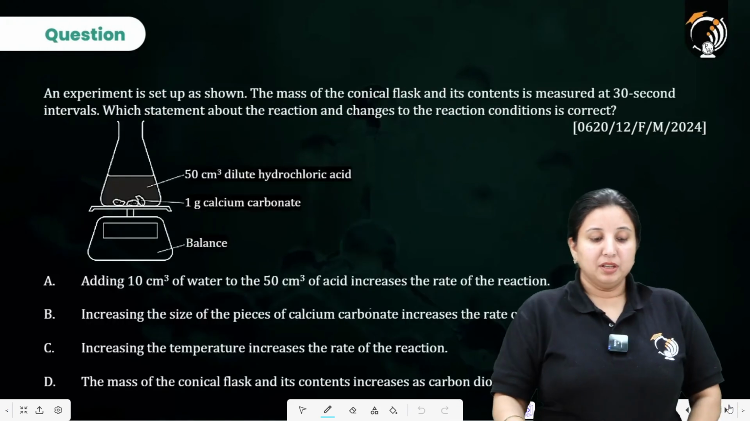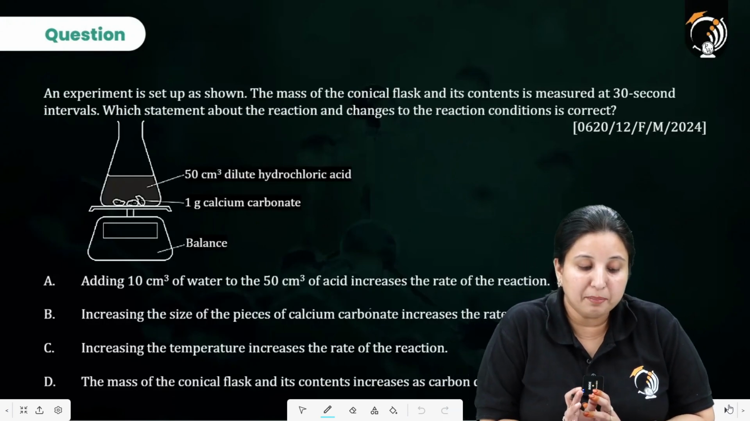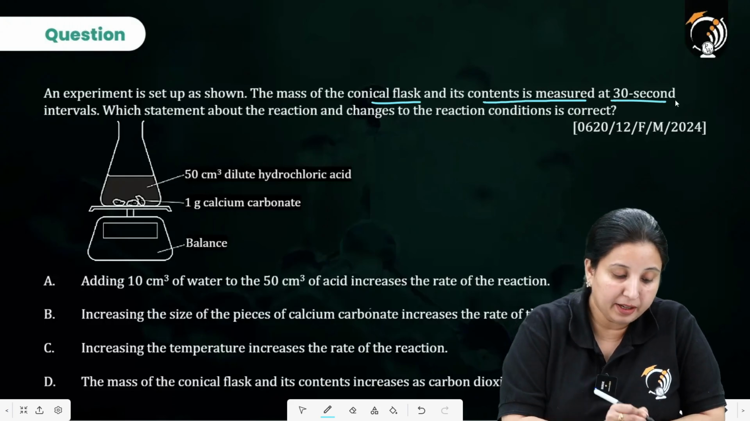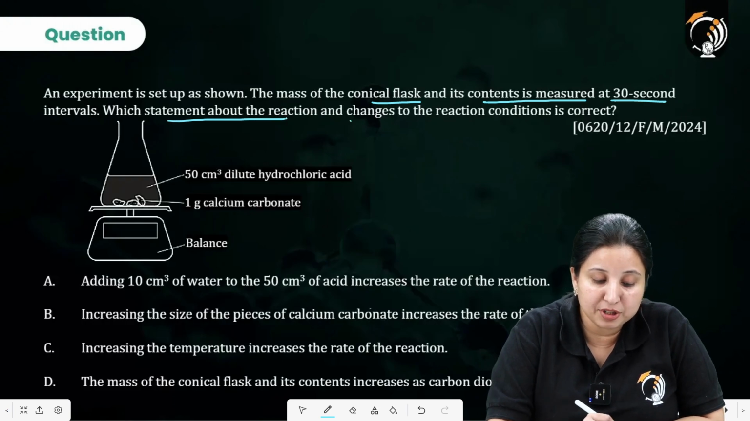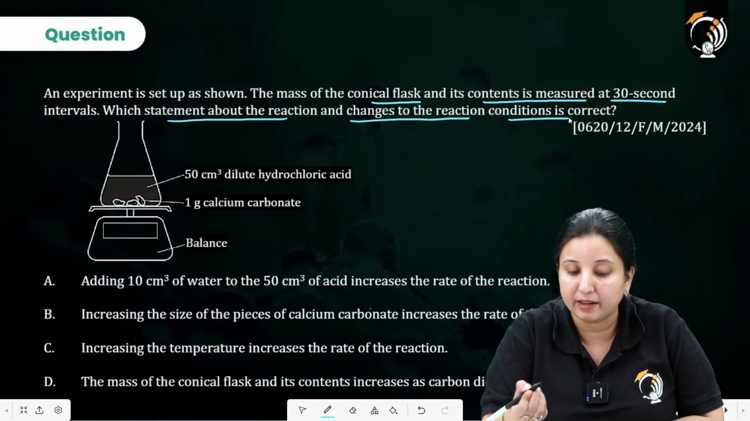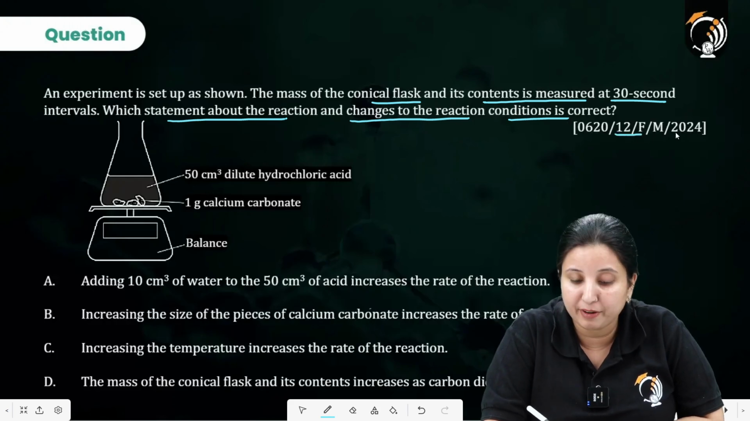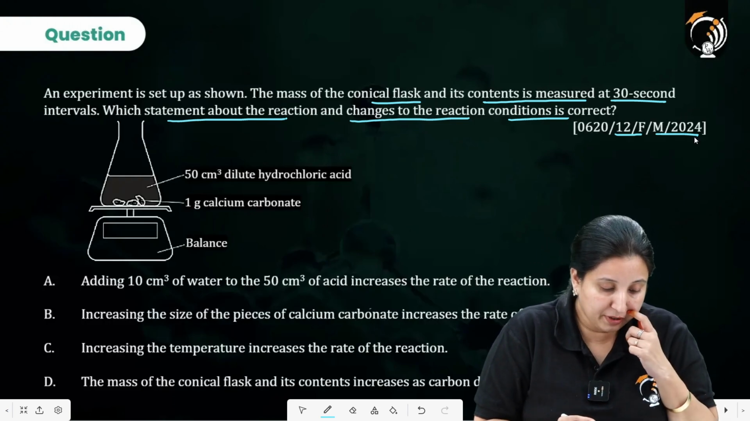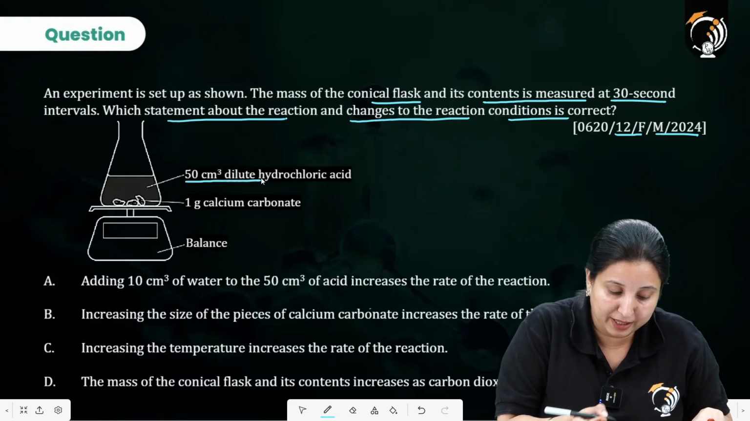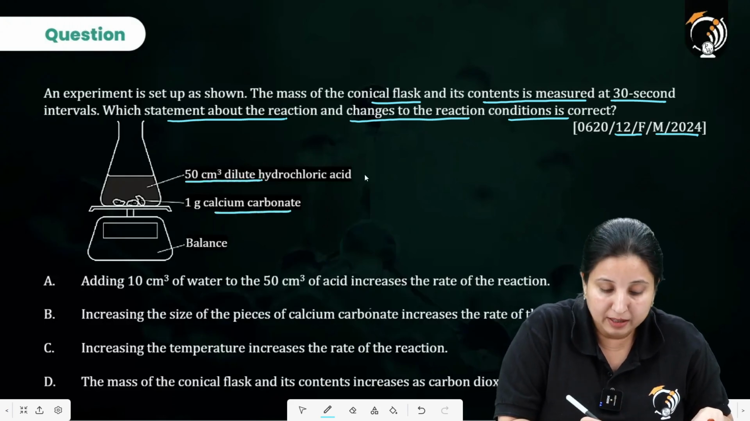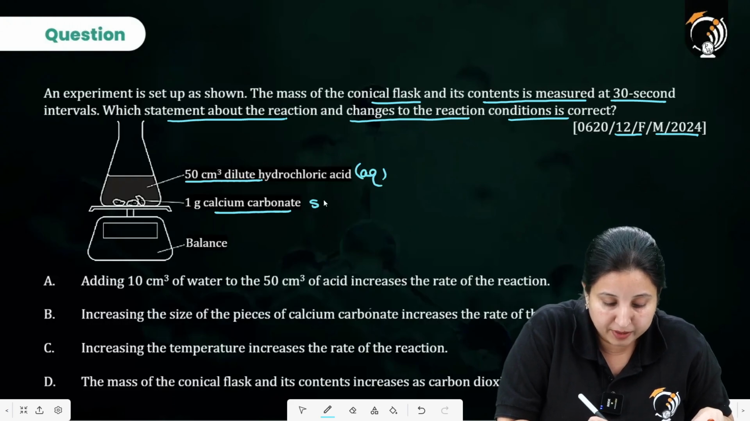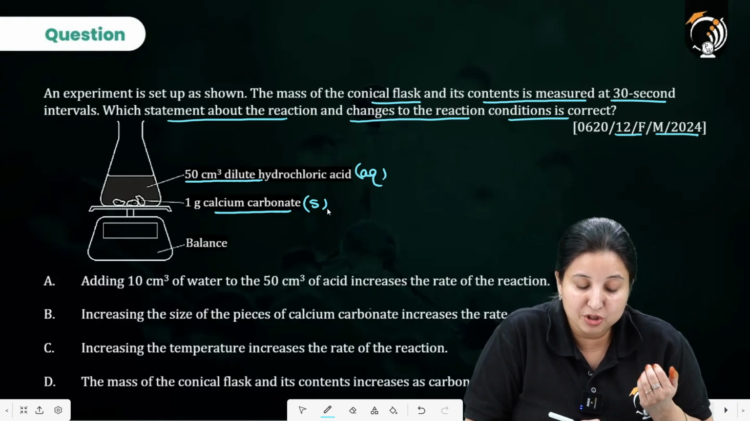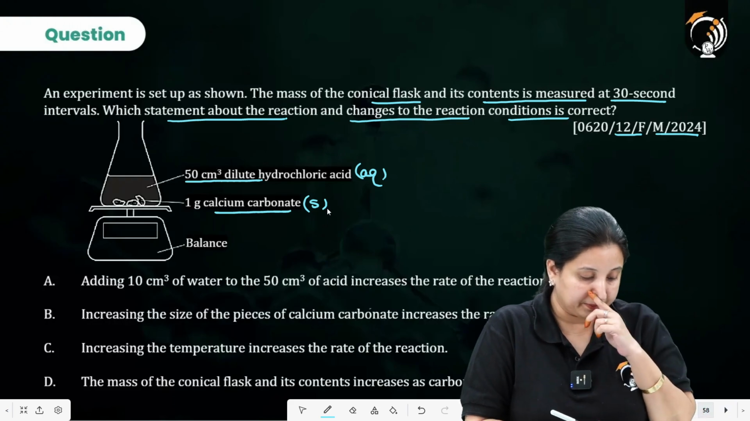Coming to the next question, an experiment is set up as shown. The mass of the conical flask and its content is measured at 30-second intervals. Which statement about the reaction and changes to the reaction conditions is correct? Now look, again it is from the variant 12 February March 2024. The third question you are looking at from the same paper. Now we are given 50 cm³ dilute HCl, 1 gram calcium carbonate. This is the aqueous form, this is the solid form. Now it is saying which statement about the reaction and changes to the reaction conditions is correct.